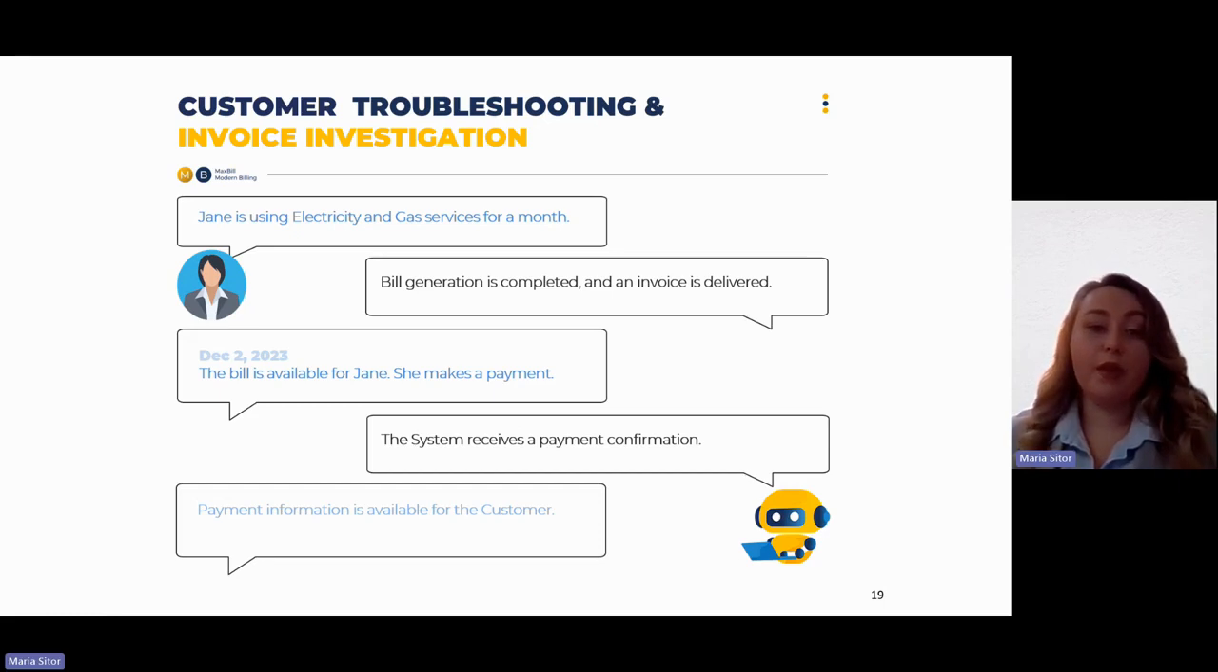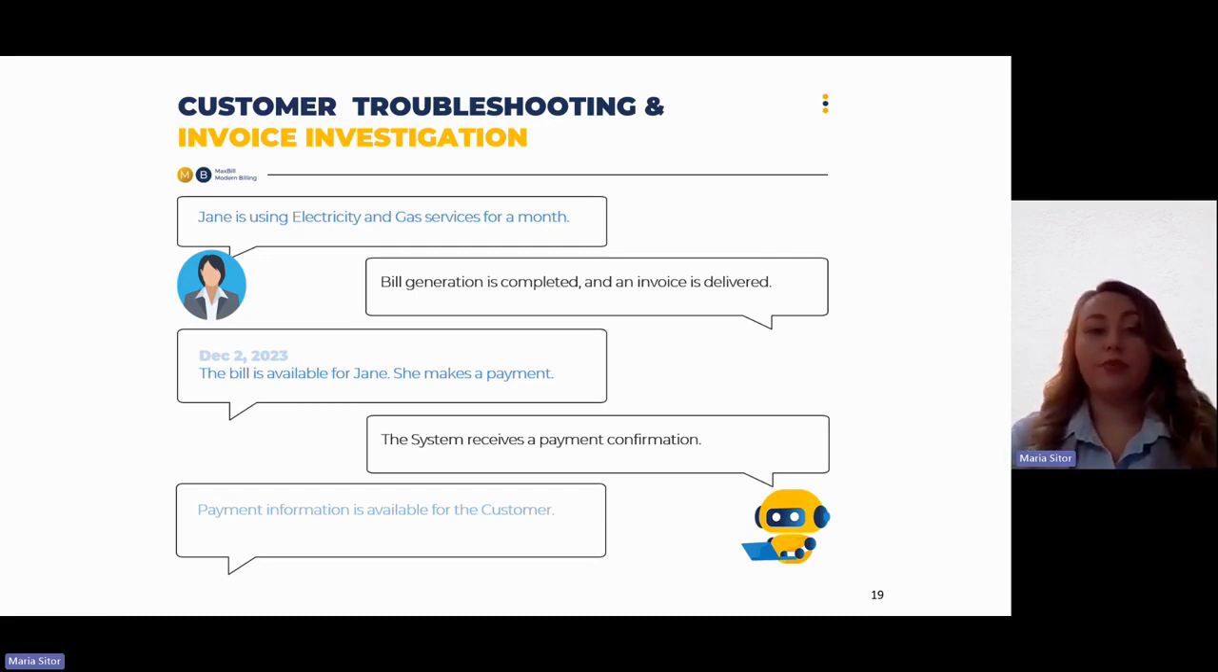By the way, this allows you to configure any other steps in the life cycle of the customer. And Jane, after the customer creation, which we saw, and inputted her details, which we also saw on the previous screen, customer Jane was created in the system and started to consume the services, electricity and gas.